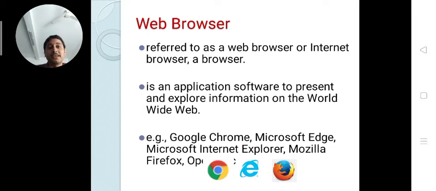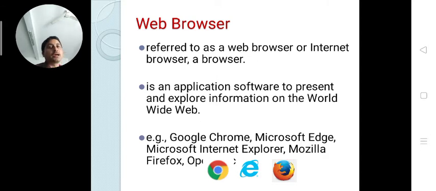Now the main thing, web browser. Web browser is an application software. It is known as the web browser, the browser, the internet browser, but all these are synonyms and all are related to the web browser. It is an application software to present and explore information on the World Wide Web. Means whatever information we have on the websites, how we will access that, we can access with the help of a web browser.